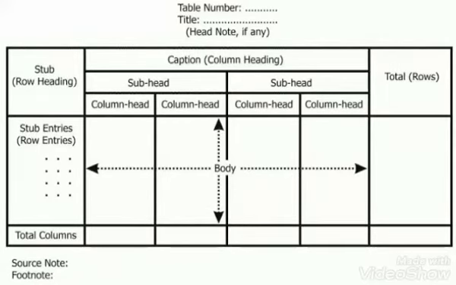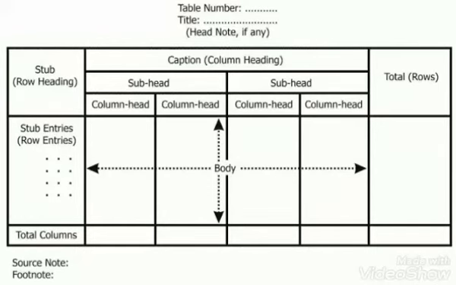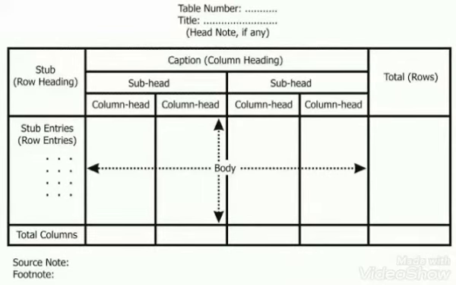Then the last one we have is the source. Now again very important. When we talk about a source, children, when tables are based on secondary data, then the source of the data is to be given. The source of the data has to be specified below the footnote. It should give the name of the publication, publisher, year of publication, reference, page number, etc.